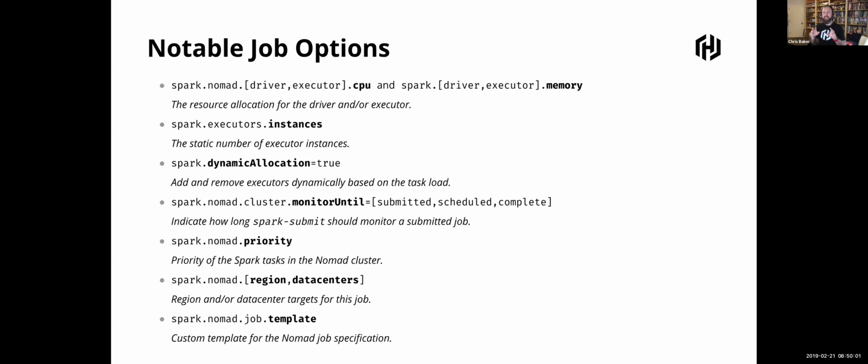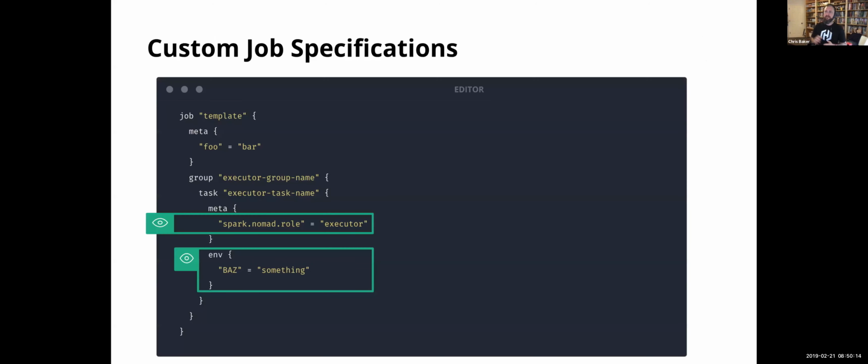And then the last one is actually, I think, one of the nicest parts and the most unique parts about the Nomad-Spark integration: we have the ability to pass in a custom template for the Nomad job specification. So if you've used Nomad before, you'll recognize that this is a job specification. It specifies the job, task groups, and then the tasks that actually make up those groups. And it's written in HCL. So if you've used pretty much any of the HashiCorp products, you're going to recognize this.